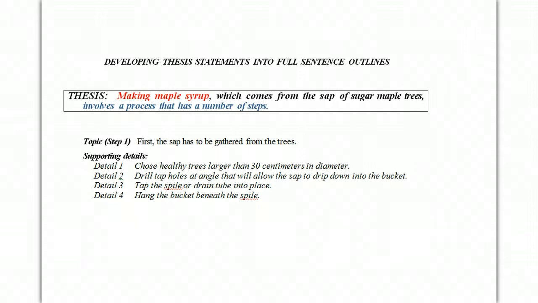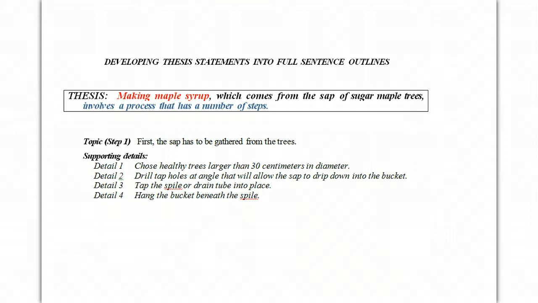So let's assume that you have an essay thesis that is, making maple syrup, which comes from the sap of sugar maple trees, involves a process that has a number of steps. If you'll remember about point, let's check to make sure it has the 2 necessary components to make a good thesis statement. And so we'll ask the about point questions. First of all, what is this sentence about? Well, you can see that it's about making maple syrup.